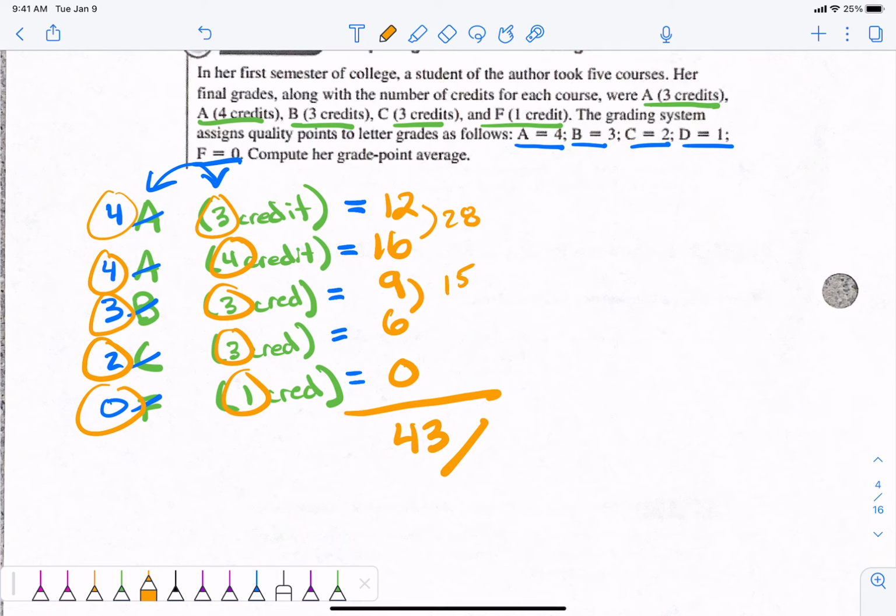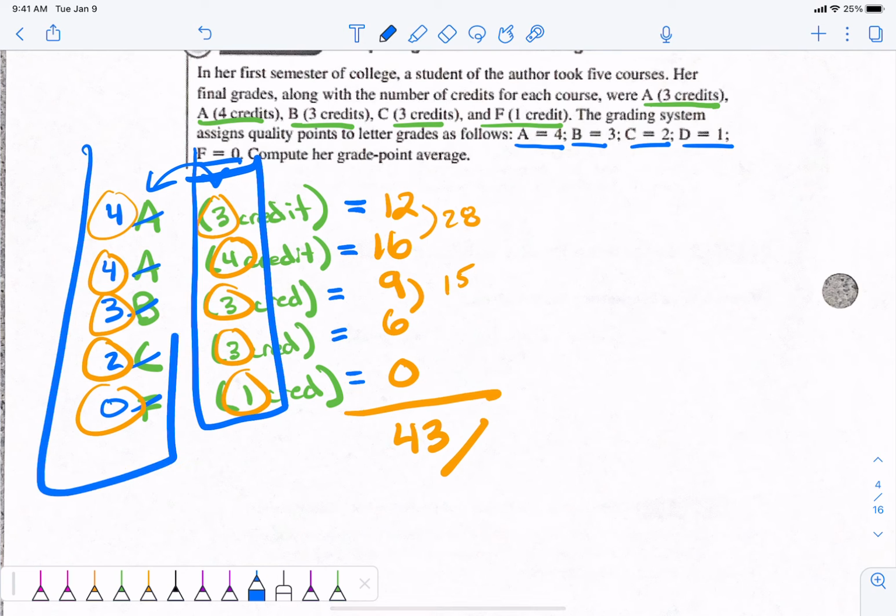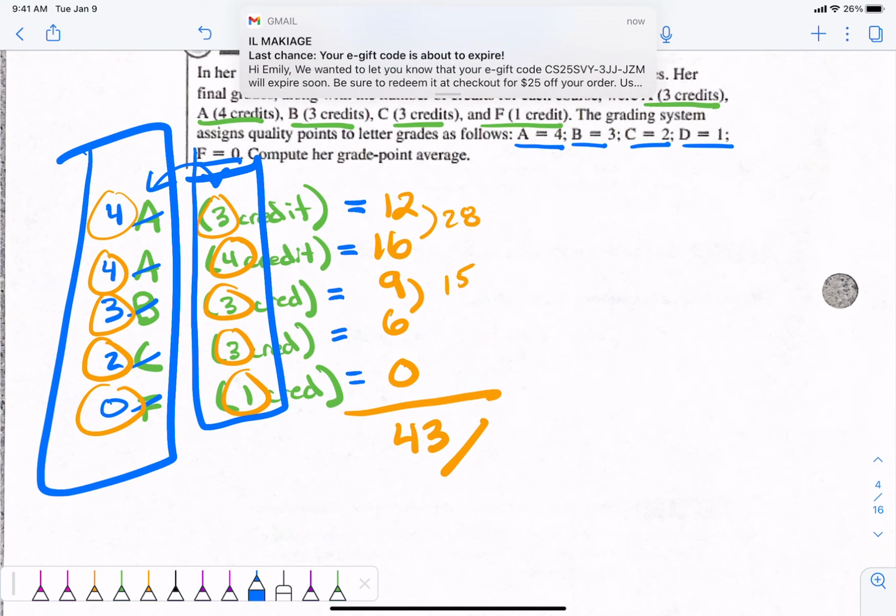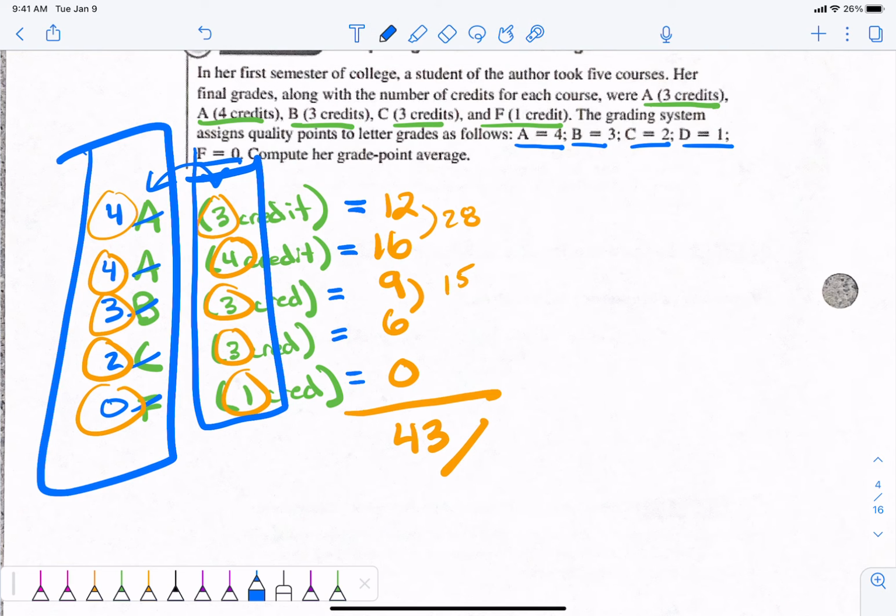Now, here's where everybody gets tripped up. Do we divide by this total number, or do we divide by this total number? Which one? The one on the left. Are you sure? No, 14 credits. Why? You tell me I'm wrong. Which one's going to stay the same, like if I would get a different grade? Oh yeah, on the right. This right one is going to stay the same regardless of how I score, right?